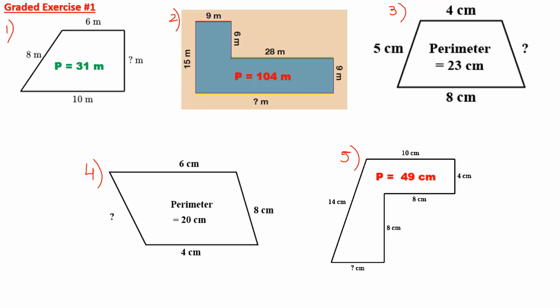Go ahead, Joseph. What did you say your question is? I didn't get the answer for number one again. So what you have to do is add 6, 8, and 10. Then, in order to find the missing one, you have to subtract your answer from 31. You understand what I'm saying? Oh, yes, sir. Okay.